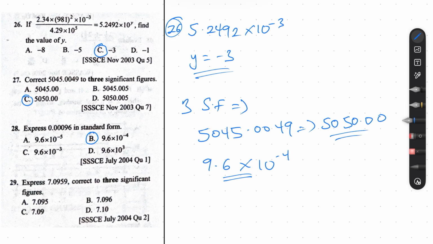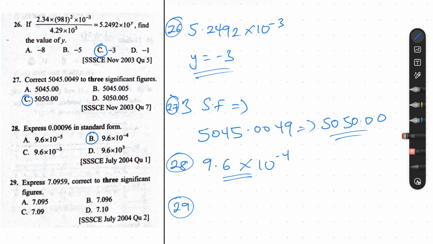So this is question number 26, this is 27, and this is 28. Now let's do 29. Question number 29 says express 7.0959 correct to 3 significant figures, similar to the question right here. Very similar.